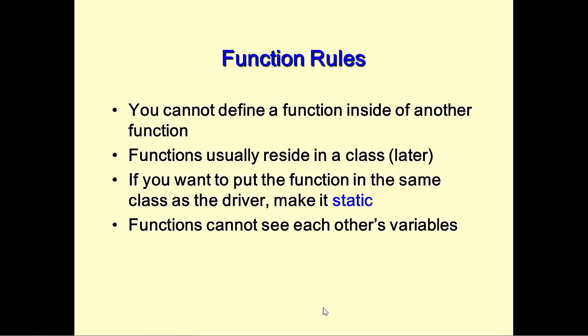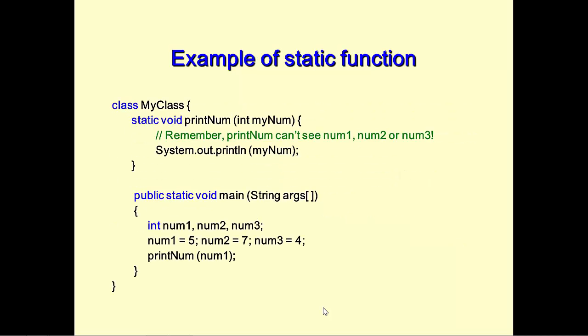And then finally, remember that functions can't see each other's variables. So if you define a variable inside of main, only main can see it. And if you define a variable inside of a function, only that function can see it. And to get the information from main to the function, we're going to have to use parameters. So here's an example real quick if you want to see a static function. Here's one right here. Notice that we're inside of the main driver right here, public static void main. And if I want to create a function just to practice here, I kind of break some rules, but I can append this word static here before the function, static void PrintNum, and then I'm allowed to call it here from main.